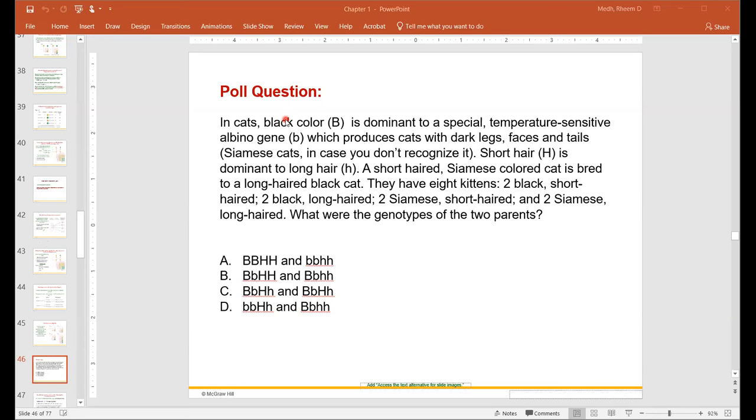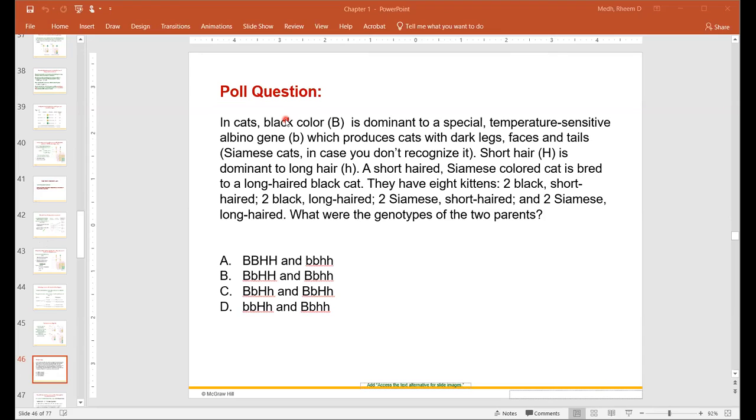So if you just look at this, then you had, H stands for short hair, right? So short hair was like that, because short hair is dominant. Short haired, Siamese colored cat. Siamese colored is recessive, so that's like this. And bred with a long-haired black cat. Long-haired is recessive, so it's like this, and black is dominant, so it's like this. Everybody with me? Yes? Okay, now you just have to find out what is here.